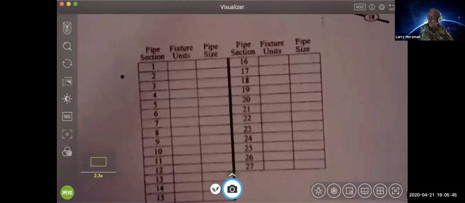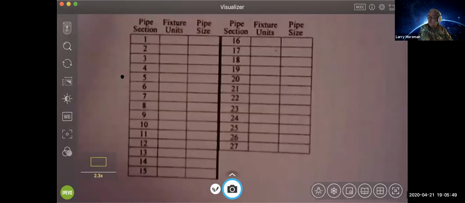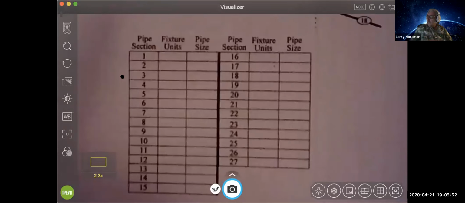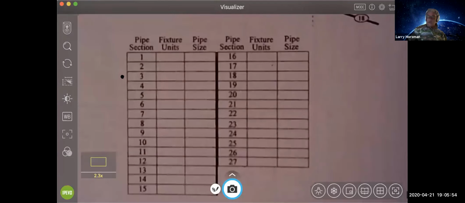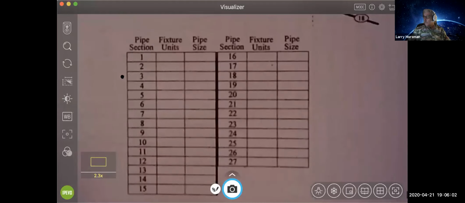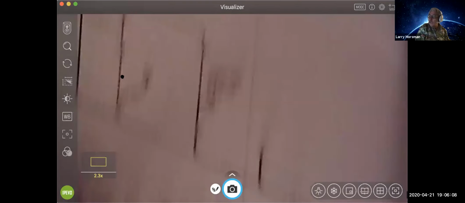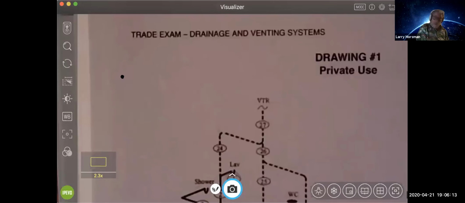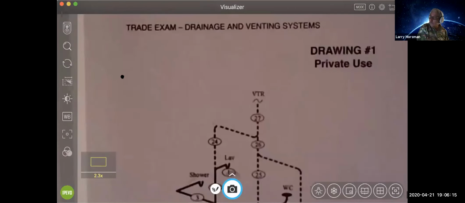And so on that diagram, all those little pipe sections, what they want to know is you're going to figure out how many fixture units are on that pipe and what the required pipe size is. And that is fairly simple. For the waste, we start at the top and we work down.